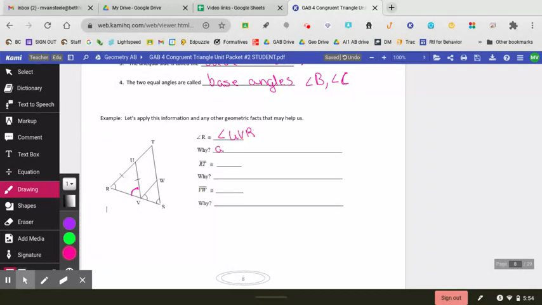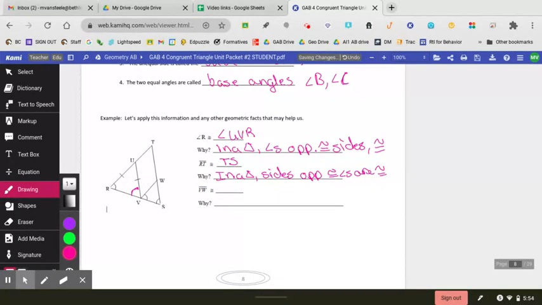because in a triangle, angles opposite congruent sides are congruent. RT is going to be congruent to TS because in a triangle, sides opposite congruent angles are congruent.